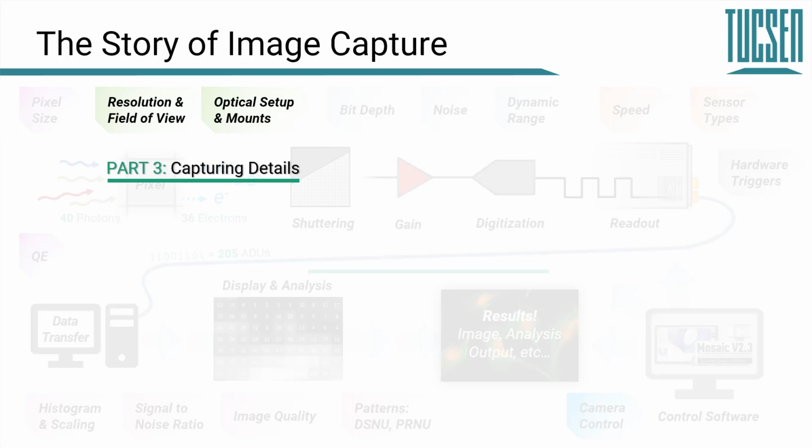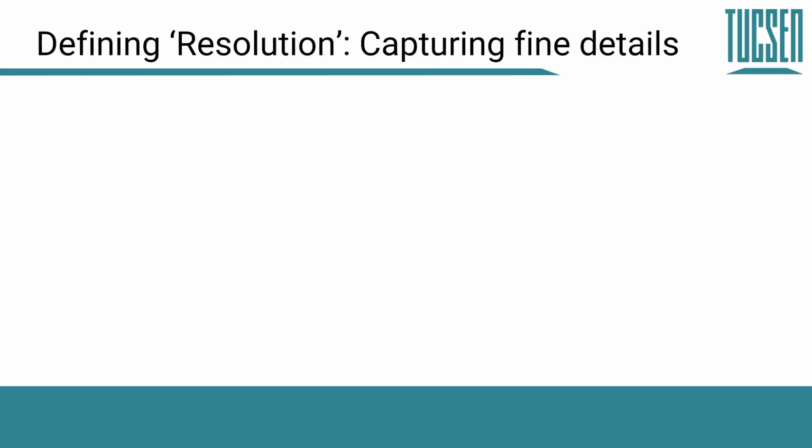And then we'll look at optical setup and mounts, looking at the different options for physically connecting a camera to our optical system. So in this section we're going to be defining resolution, and to us resolution means capturing fine details. Say you're trying to capture or resolve fine details in your subject. You're really talking about zooming right in, maybe in your image in software, and being able to tell exactly what's going on and see clearly the fine structure of whatever your imaging subject is.